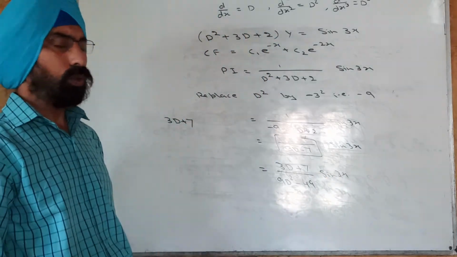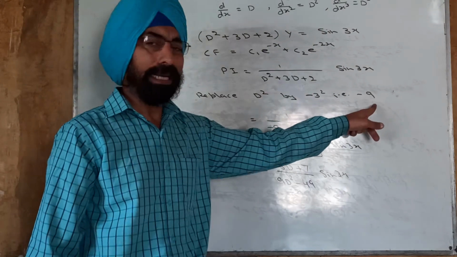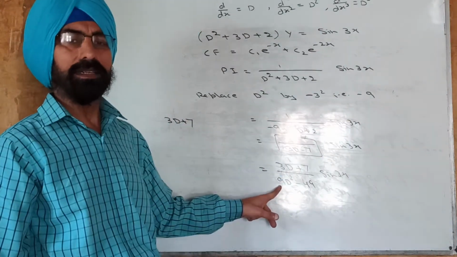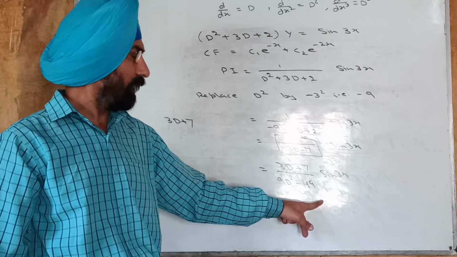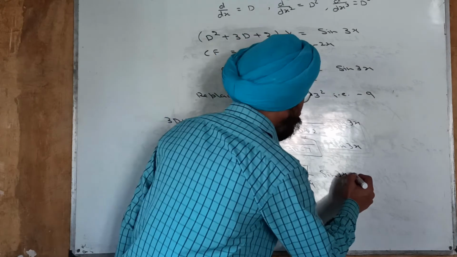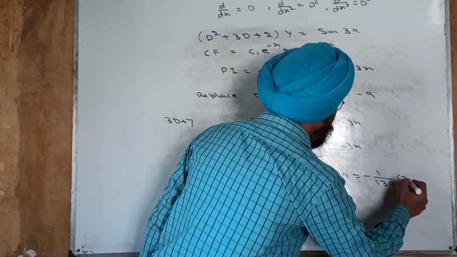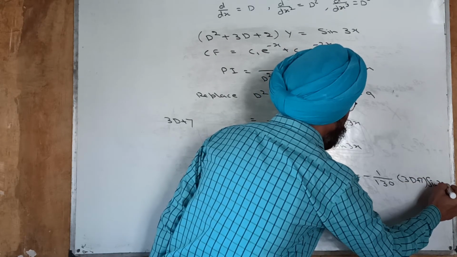Now you know what to do. In the denominator you have to replace this D square by minus 9. So minus 9 into 9 is minus 81. Minus 81 and minus 49 is minus 130. So you will get minus 1 upon 130 (3D plus 7) sine 3x.